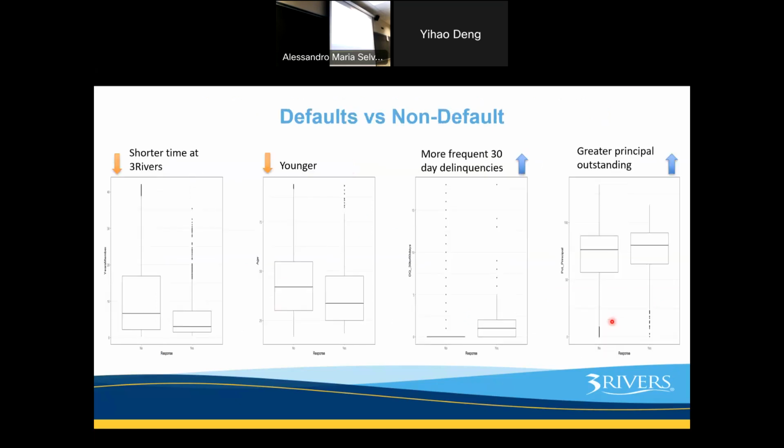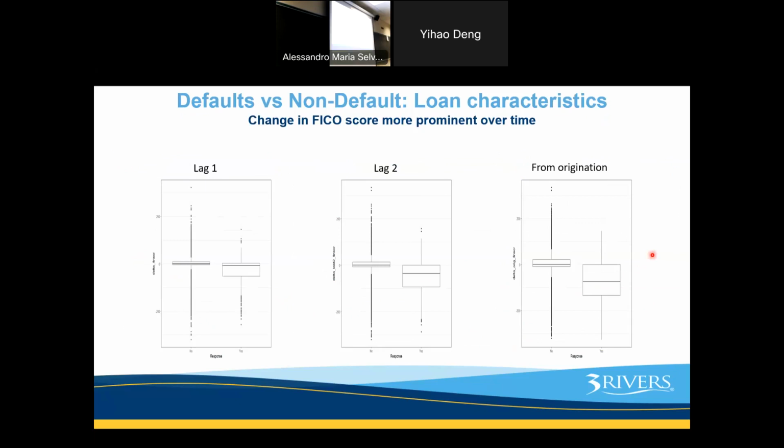Next set here: they had been with Three Rivers a shorter period of time. They were younger. They had delinquency more often. And they had a greater principal outstanding. And finally, FICO score over time. The observed change is more prominent over longer periods of time. We see with lag 1, which is the change from the previous quarter.